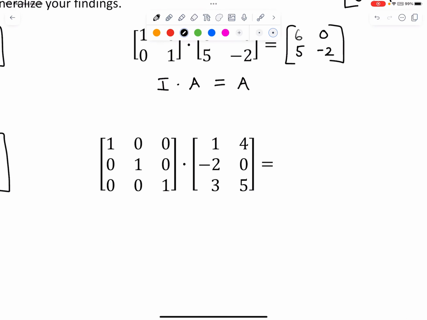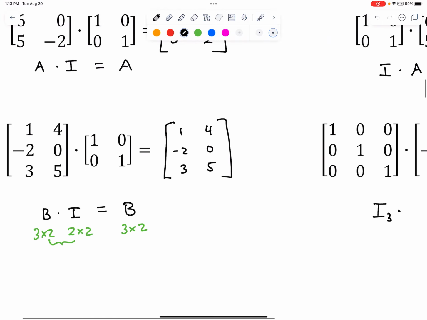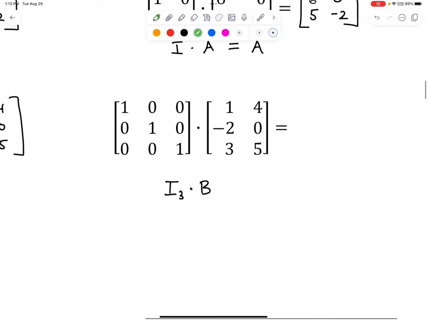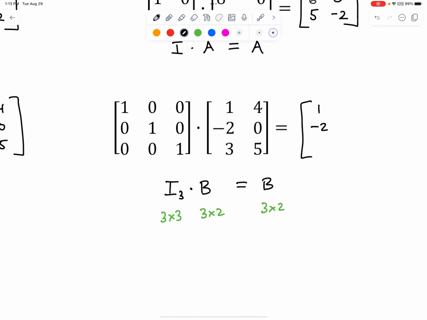In this case, we have the identity matrix of size 3. So this is a 3 by 3 identity matrix times some matrix. This is the matrix B all over again. But this time, because we're putting the identity on the left, it has to be a 3 by 3 so that it can be multiplied by a 3 by 2, and the result is going to be B all over again. I'll leave it to you to verify that when you do this multiplication, we wind up getting the same matrix as B.